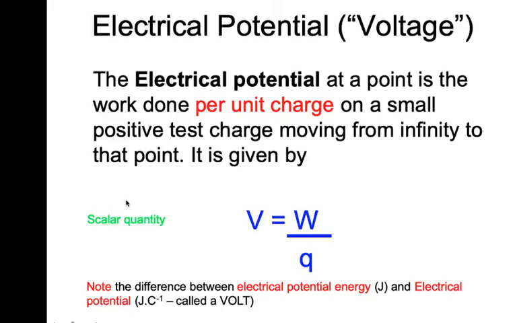All right, voltage or electrical potential. This is probably new for all of us. We've heard this word, but maybe we don't quite know exactly what it means. So electrical potential, kind of think about it like gravitational potential too. But we're going to break it down into this idea of work divided by charge. So electrical potential at any point is the work done per unit charge on a small positive test charge, moving from infinity to that point.